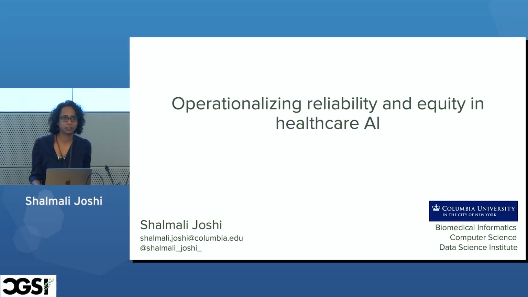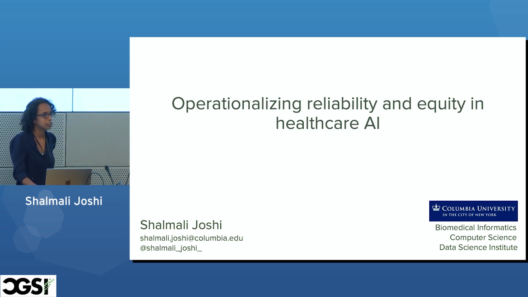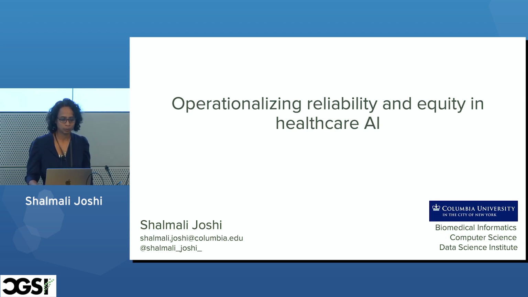By way of introduction, I'm Shalmali Joshi, assistant professor in the Department of Biomedical Informatics at Columbia, affiliated with computer science. My background is in machine learning for healthcare, and I have some interest in algorithmic equity. In healthcare, I'm going to talk today about a walkthrough of a case study of how we actually think about these problems in the context of clinical healthcare.